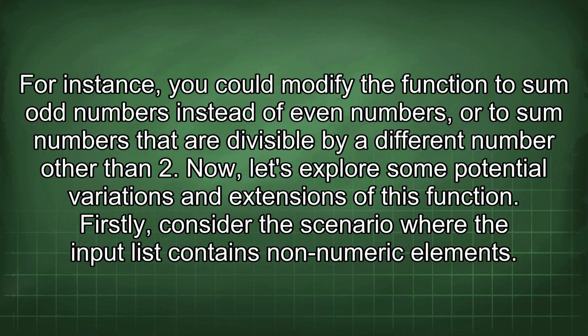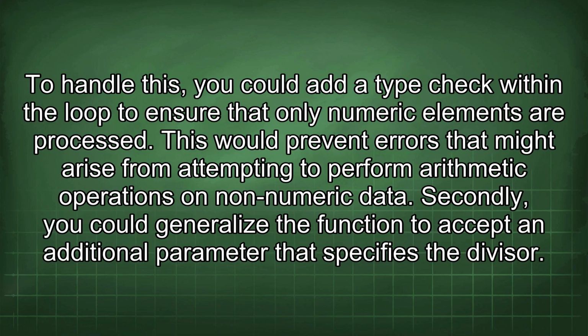Firstly, consider the scenario where the input list contains non-numeric elements. To handle this, you could add a type check within the loop to ensure that only numeric elements are processed. This would prevent errors that might arise from attempting to perform arithmetic operations on non-numeric data.